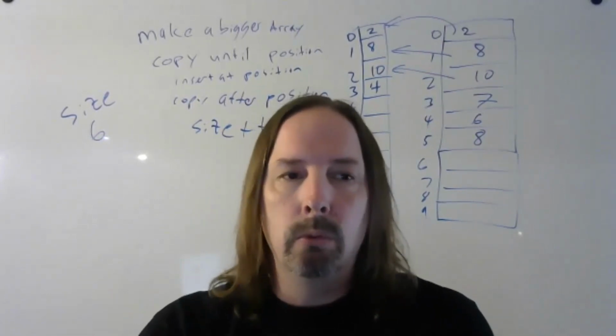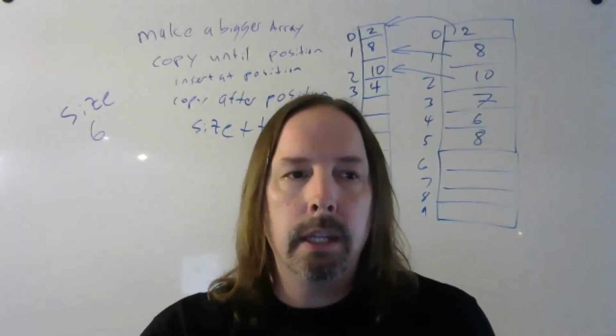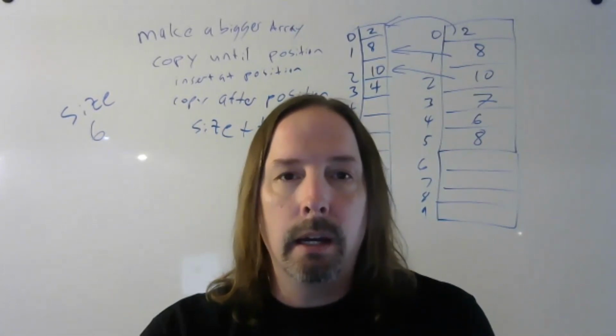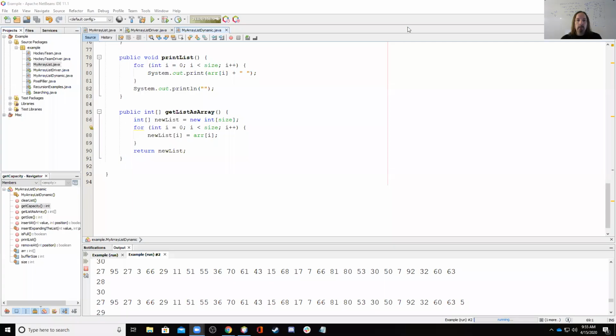I'm going to do one little trick, or I'll talk about it. One thing that you can do is this. Let me start my screen share again. One little thing that I do have is get list as array. What this does is it creates a new integer array, but it creates it at exactly the size of the list. So it throws away any extra buffering, any extra capacity. It copies the list into that new array and returns where that new array is.